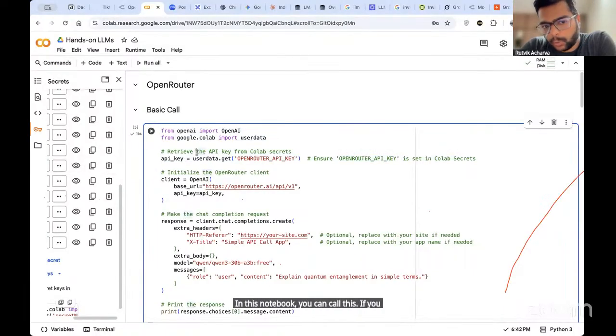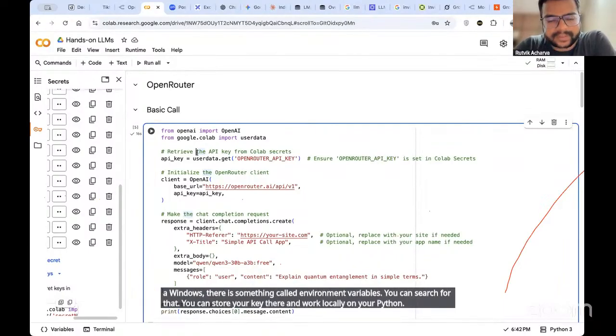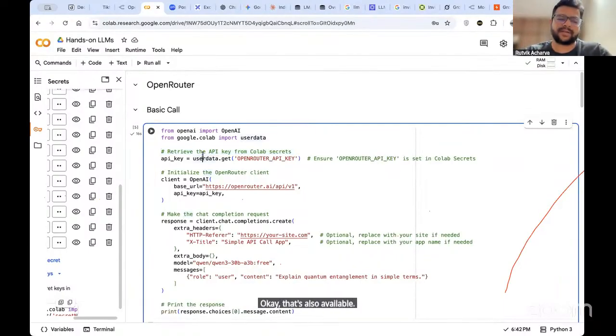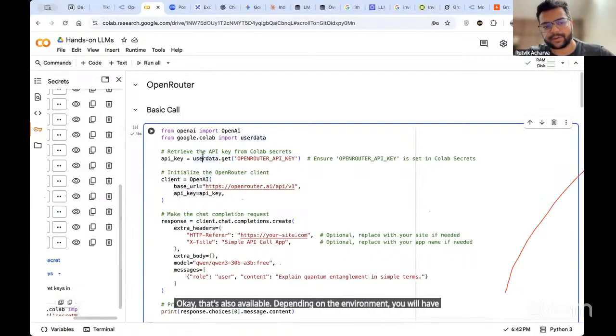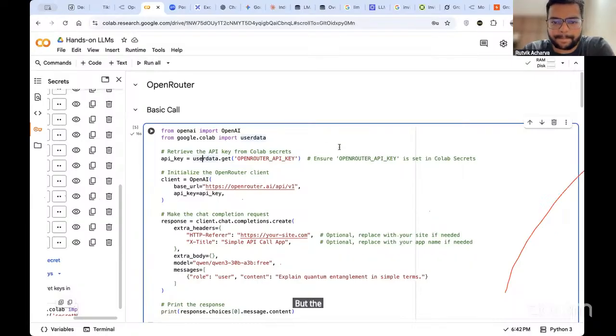If you are on your local system, let's say Windows, there is something called environment variables. You can search for that. You can store your key there and work locally on your Python. Okay, that's also available. Depending on the environment, you will have a different way of storing this and calling it, but the principle is the same.